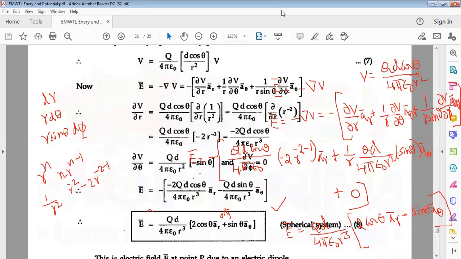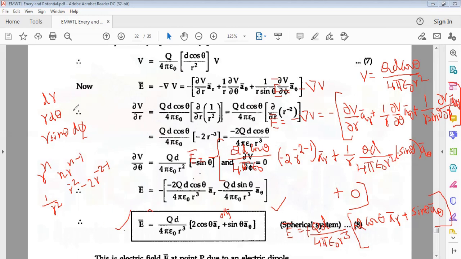Because here is a minus, and here also the minus of del v. So E bar is equal to minus of all this multiplied with the minus q d by 4 pi epsilon naught r cube, 2 cos theta a r bar plus sin theta a theta. With the minus del v, here the minus is also there. Minus into minus is a plus. And here the minus into minus is a plus. E bar is equal to q d by 4 pi epsilon naught r cube, whole multiplied with 2 cos theta a r bar plus sin theta a theta.